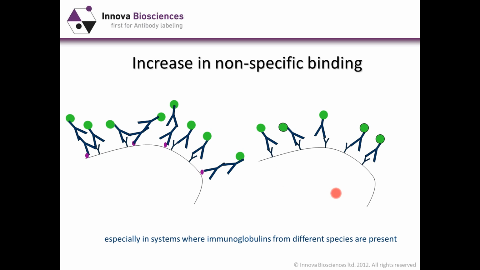In your negative cell here, this is your B cell. It has surface immunoglobulin present, but none of the antigen, but you will see that the secondary antibodies will still bind. So you have a significant increase in non-specific binding and a significant difficulty in interpreting your results.